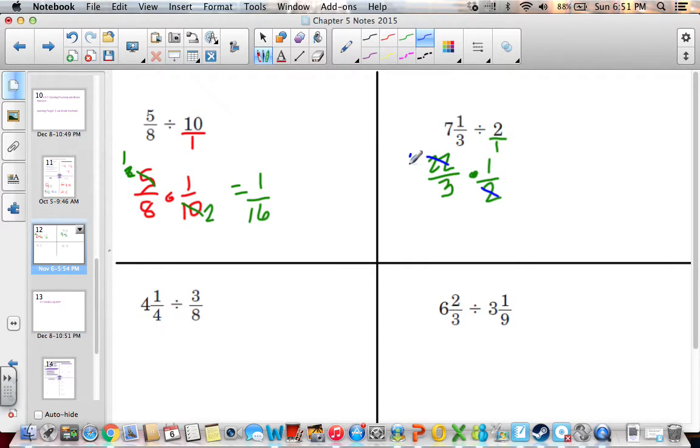22 divided by 2 is 11. 2 divided by 2 is 1. So we have 11 times 1 is 11. 3 times 1 is 3. 3 goes into 11 3 times. 3 times 3 is 9. So 11 minus 9 is 2. And then keep my denominator. And I can always check that to make sure. 3 times 3 is 9 plus 2 is 11. And I get 11/3.